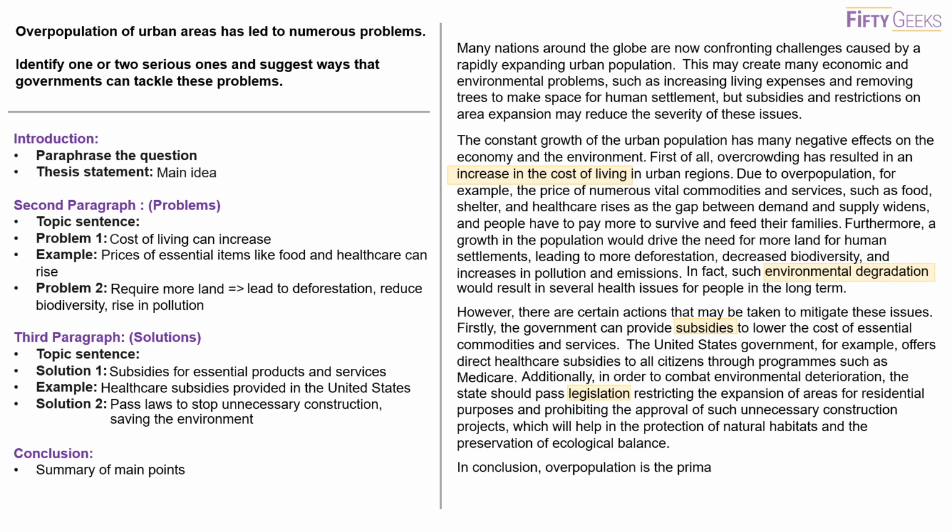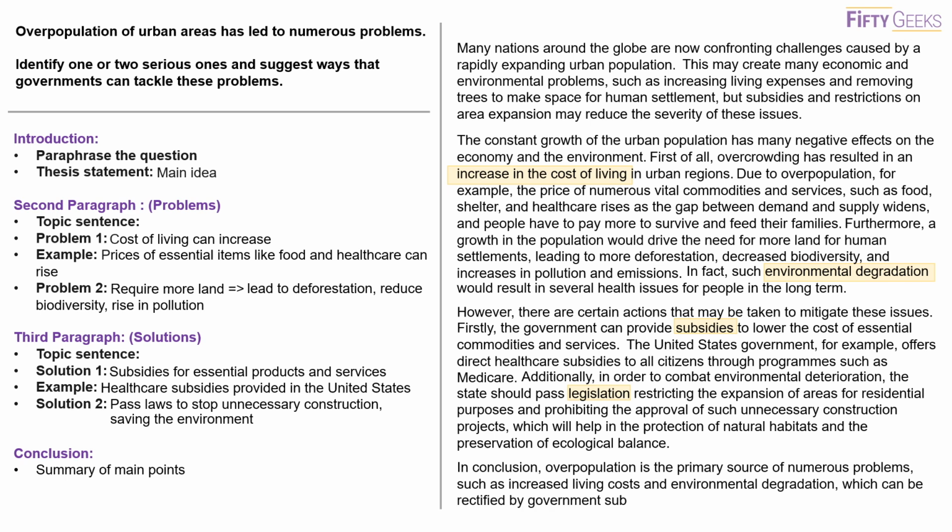overpopulation is the primary source of numerous problems such as increased living costs and environmental degradation, which can be rectified by government subsidies and progressive laws.